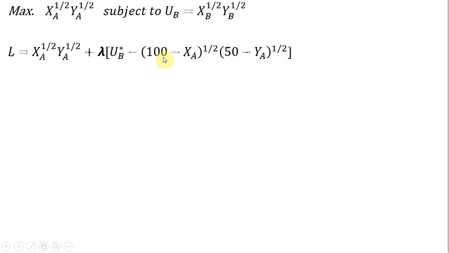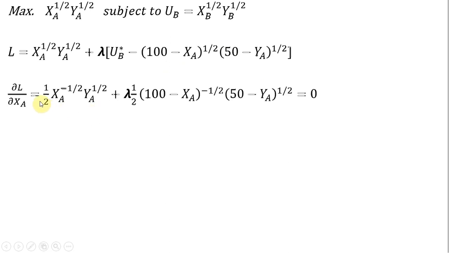So where are these results coming in? In person B's utility function, I'm going to substitute out X subscript B for that result we saw in the first slide. What is X subscript B? Well, it equals 100 minus X subscript A. And then I do a similar thing for Y subscript B. As we saw in the last slide, Y subscript B equals what I have in parentheses here, 50 minus Y subscript A. So we're going to maximize this.